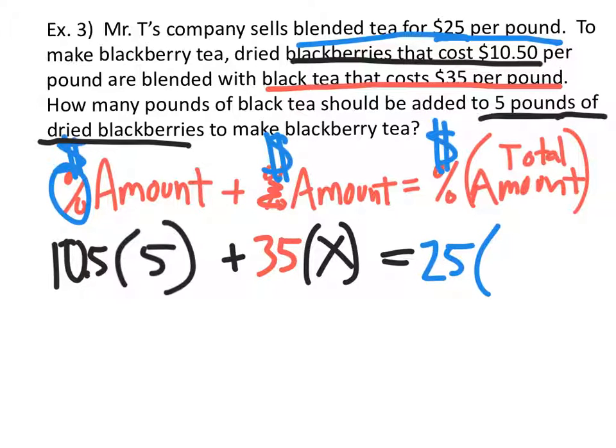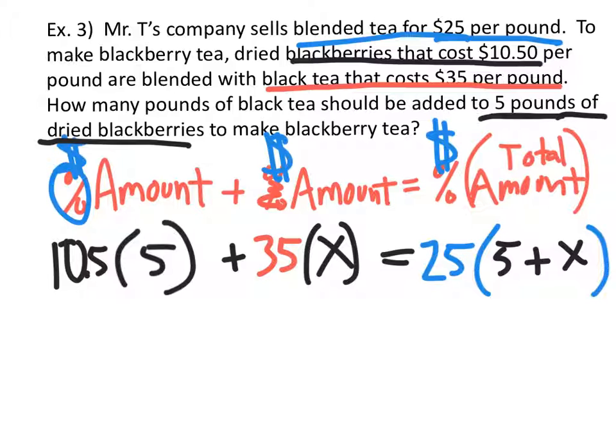And we're going to have a new total amount. Now, we know that we have the 5 and the x as the amount. You have 5 pounds. You have, I don't know how many pounds, but total pounds is going to be 5 plus x. I hope you guys are following along here. This is where you need to stop and make sure you understand all this.